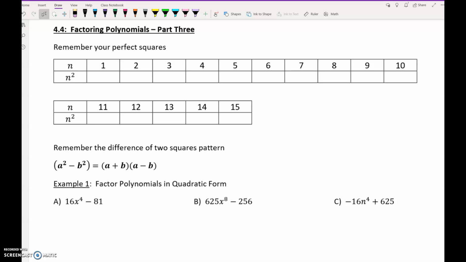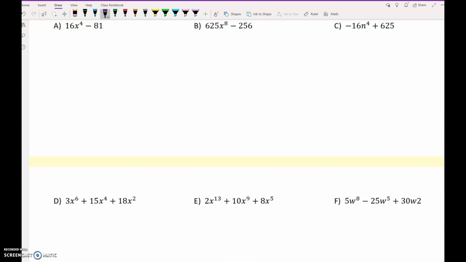First, let's review our perfect squares. Most of you know these. 1 squared is 1. 2 squared is 4. 9. Take a moment, fill in the rest of those at least through 10.